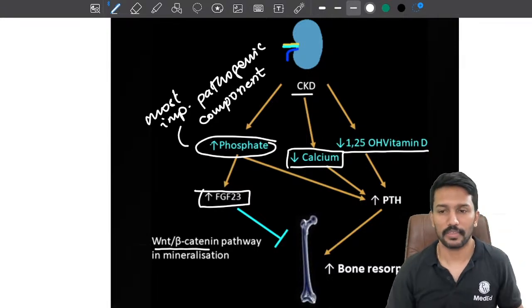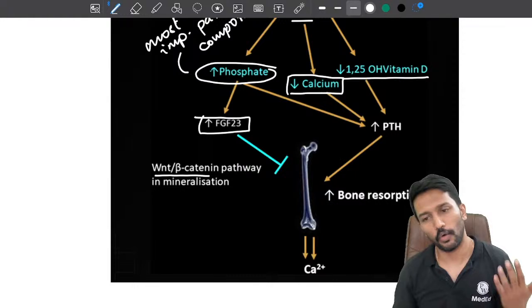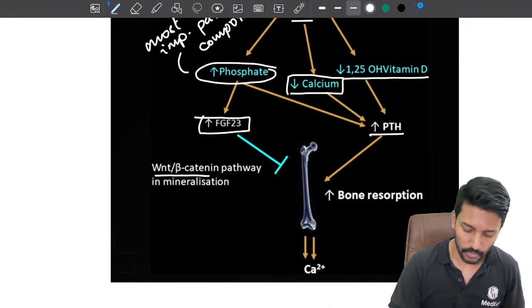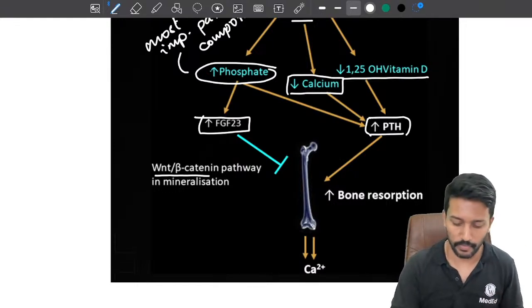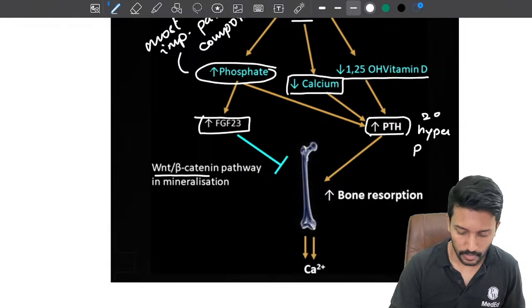When the blood calcium level starts decreasing, obviously the body cannot keep quiet. It has to make an attempt to increase the calcium. How will it do that? Its best bet is to stimulate the parathormone, right? So this hypocalcemia triggers parathormone production. So we have what we call secondary hyperparathyroidism in patients with CKD.